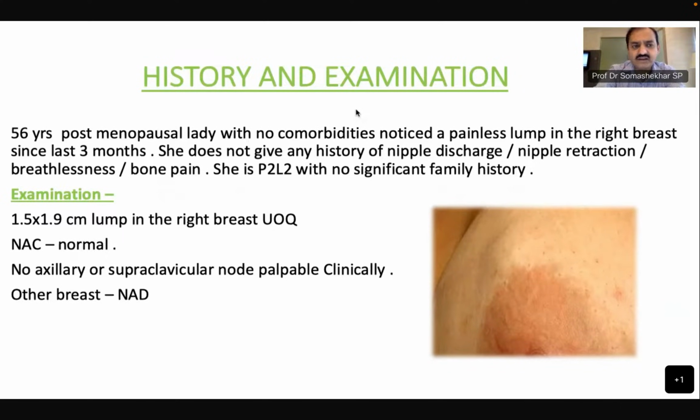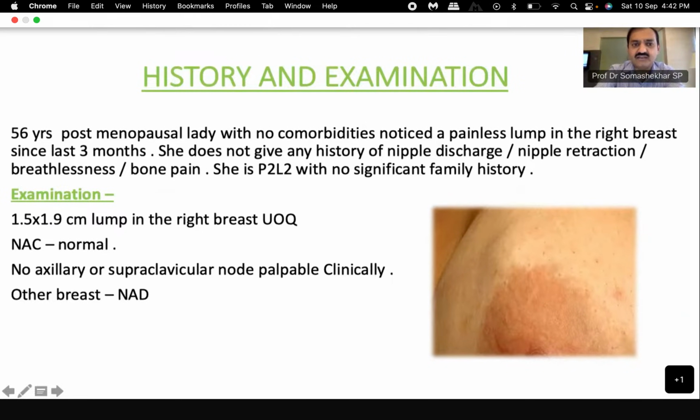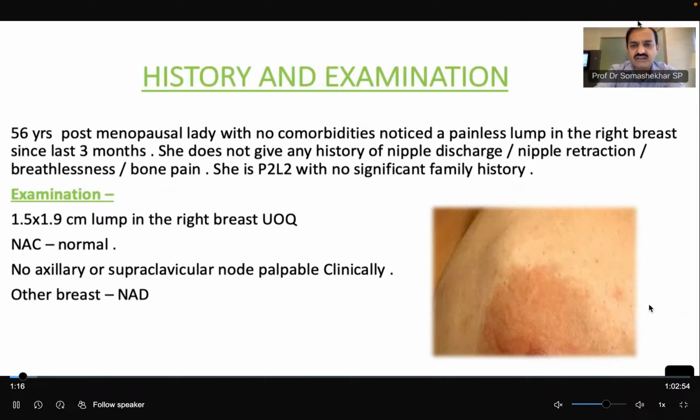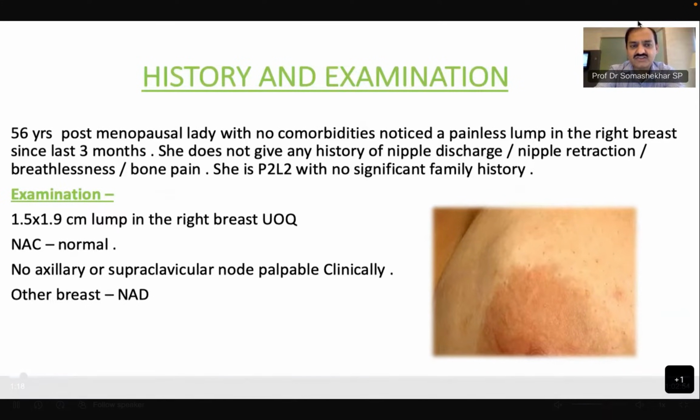You can see that it's a 56-year-old postmenopausal lady. There are no comorbidities. She noticed a painless lump in the right breast since 3 months, so it's a recent onset. She does not give any history of nipple discharge, nipple retraction, breathlessness. When somebody asks what are the causes of nipple discharge, you always classify it as unilateral, bilateral, pathological, physiological. Physiological content in physiology, that is milk. Physiological content in pathology, that is galactorrhea. Pathological content in physiological and pathological content in pathological.